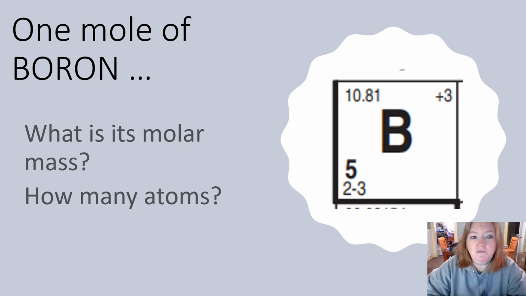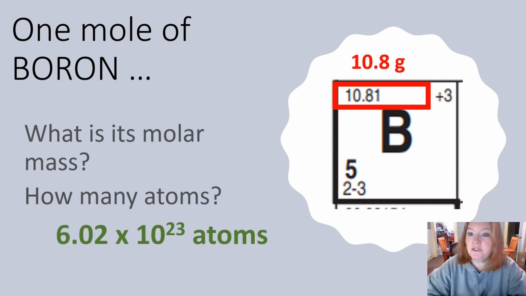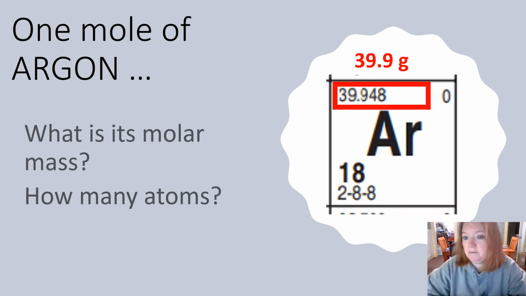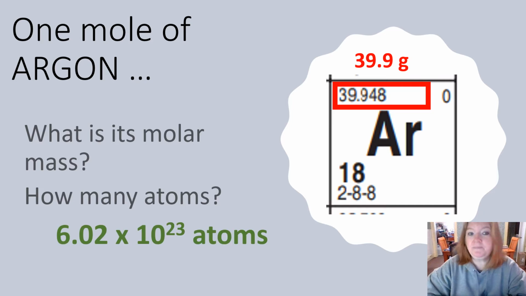So 1 mole of boron, what is its molar mass? Well, there you go, 10.8 grams. How many atoms does it have? Well, since it's 1 mole, it's 6.02 times 10 to the 23rd. What if I have instead a mole of argon? What is its molar mass? Well, right there, its gram formula mass, its formula mass, its molar mass, 39.9 grams. And how many atoms are in that mole? 6.02 times 10 to the 23rd.